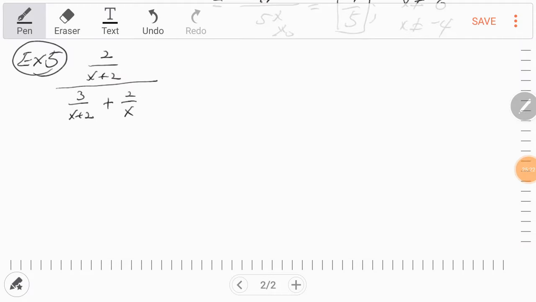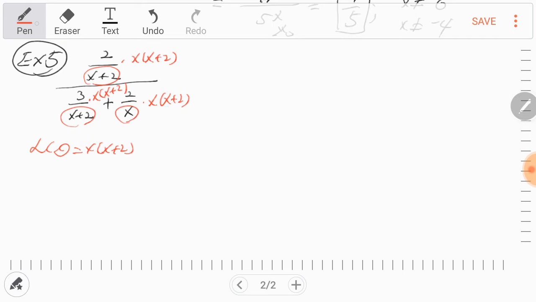Alright, so in this example, we will do the same thing. Find the LCD of each fraction and then multiply each expression by the LCD. So these are the denominators, x plus 2 and x. So the LCD is x times x plus 2. So multiply each expression by the LCD. Multiply this fraction by x times x plus 2. Multiply this fraction by x times x plus 2. And also this one, x times x plus 2.